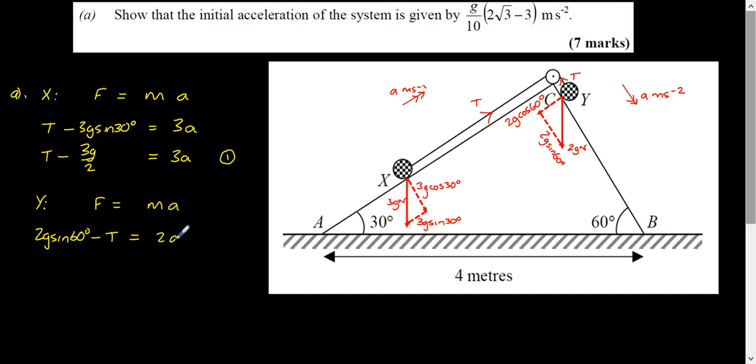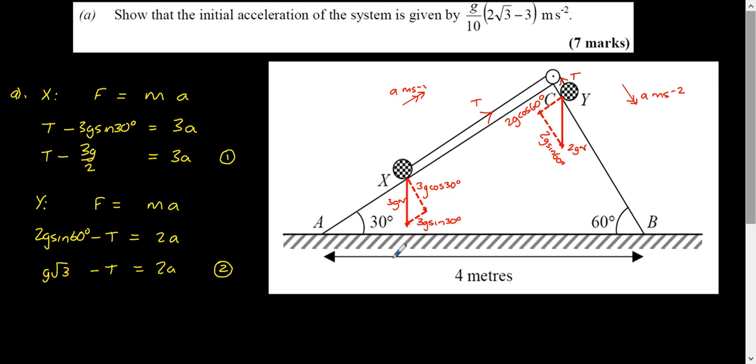okay, 2g sine 60 is in the positive direction, minus the T, is going to be equal to 2a. Now, much as I did before, I'm going to simplify the trig. Our sine of 60 is root 3 over 2, multiplied by 2 just gives us root 3. So 2 times root 3 over 2 is just root 3. So we have g multiplied by root 3 minus T equals 2a. And that is our equation 2.